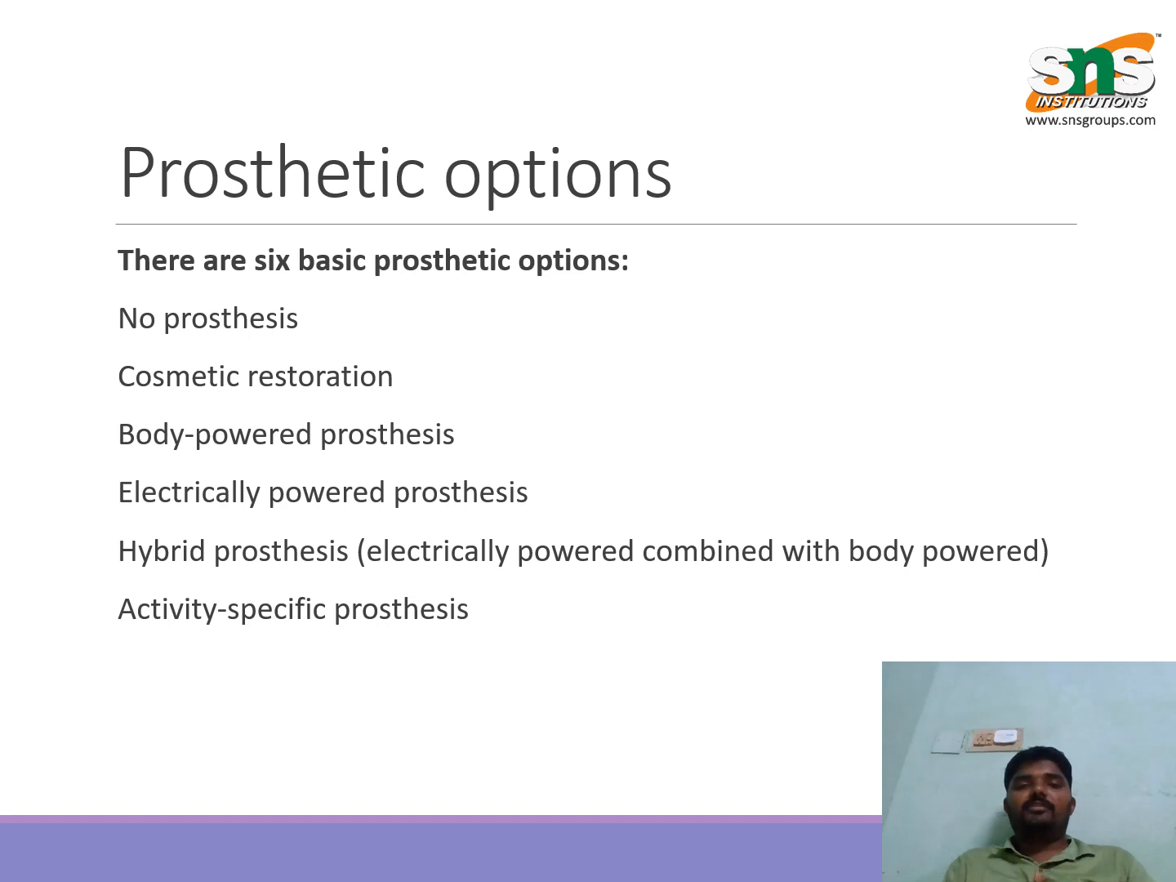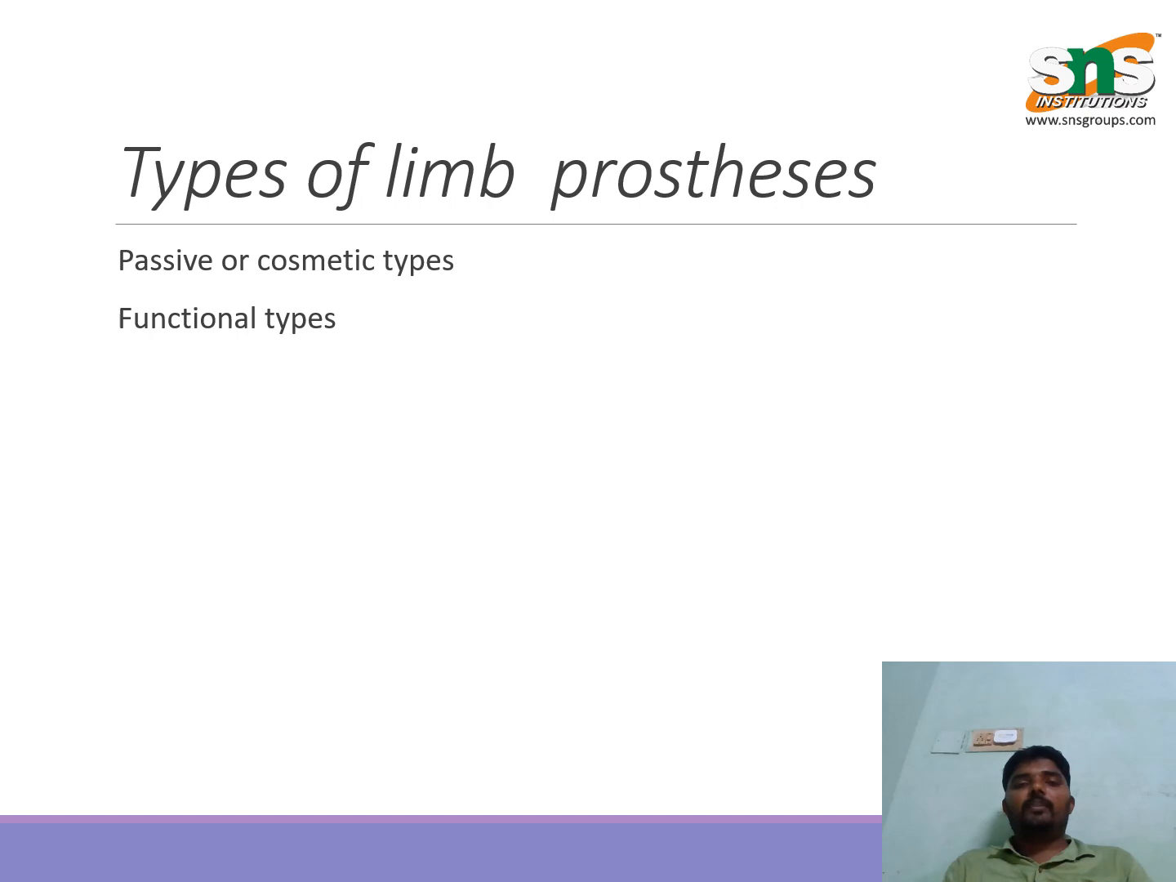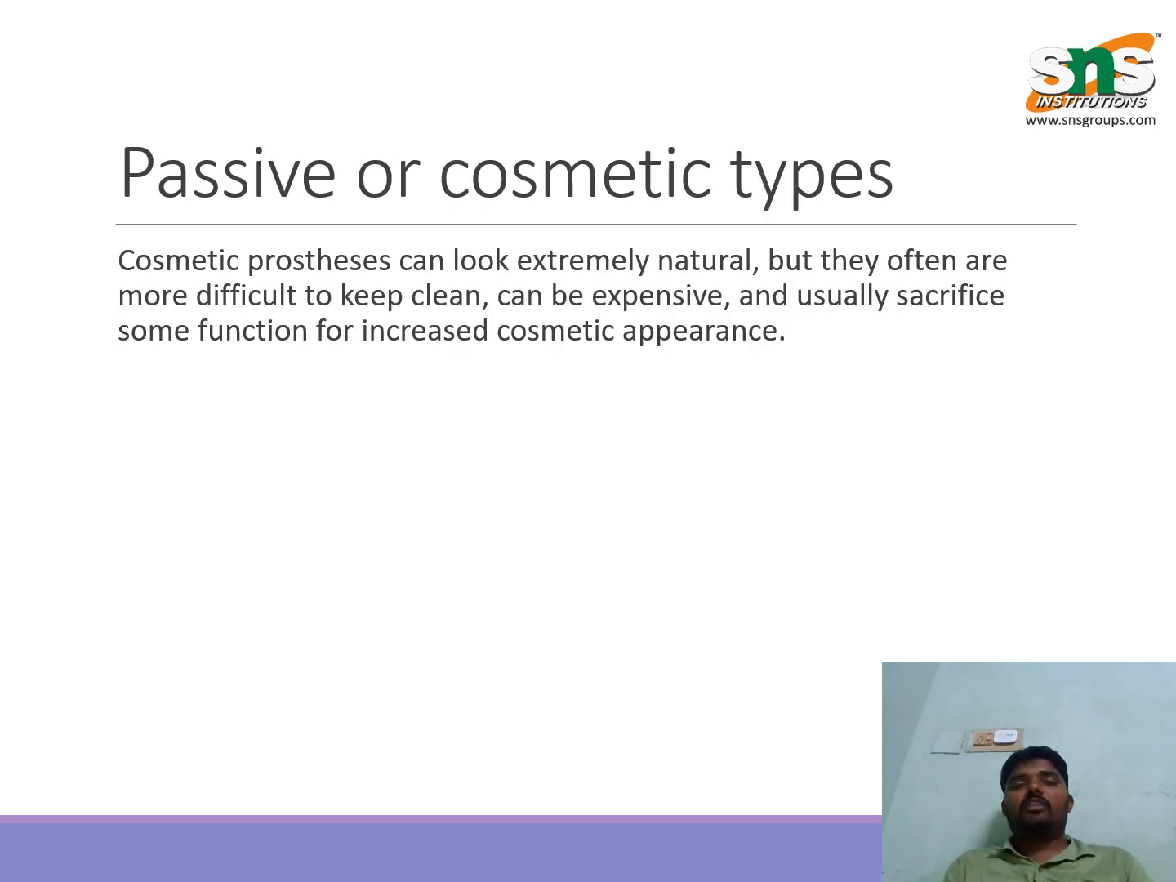The prosthetic options, there are six basic prosthetic options: no prosthesis, cosmetic restoration, body powered prosthesis, electrically powered prosthesis, hybrid prosthesis, then activity specific prosthesis. And types of limb prostheses: passive or cosmetic prostheses and functional type. The passive or cosmetic prostheses can look extremely natural, but they often are more difficult to keep clean, can be expensive, and usually sacrifice some function for increased cosmetic appearance.